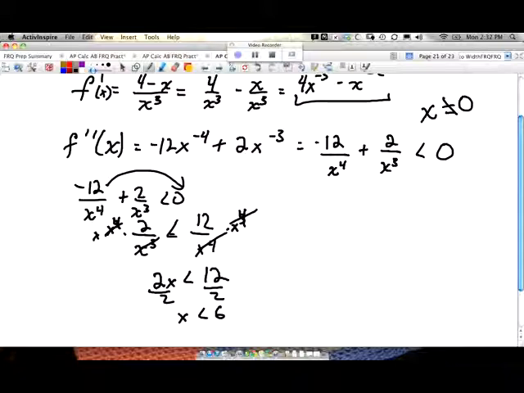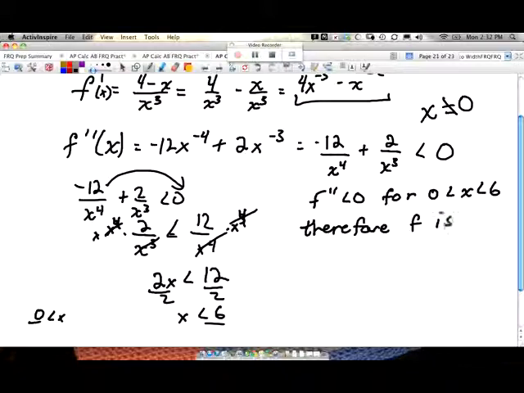So remember, x has to be greater than 0. So from 0 to 6, this whole thing is less than 0. So f double prime is less than 0 for 0 is less than x is less than 6. Therefore, f is concave down on that interval.